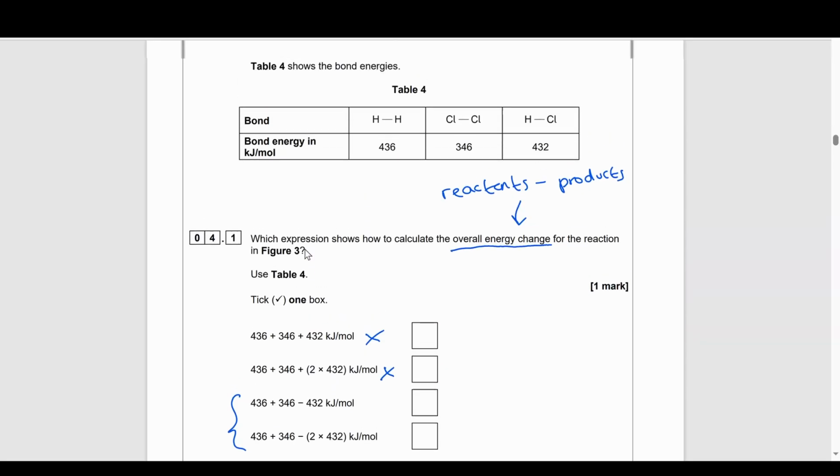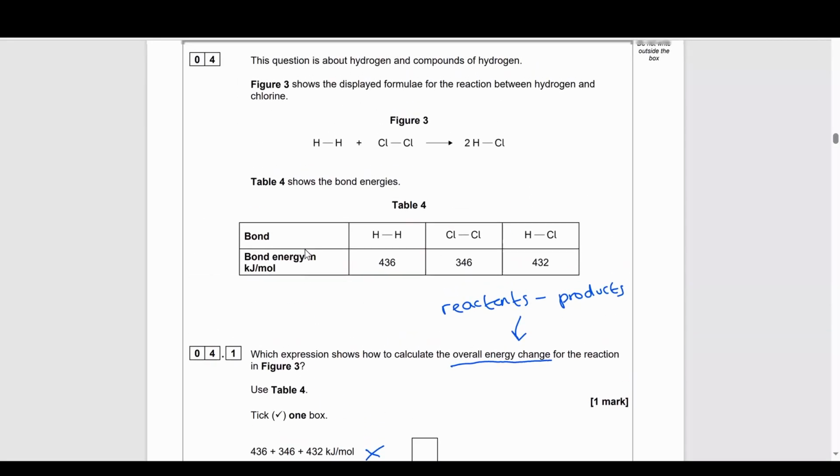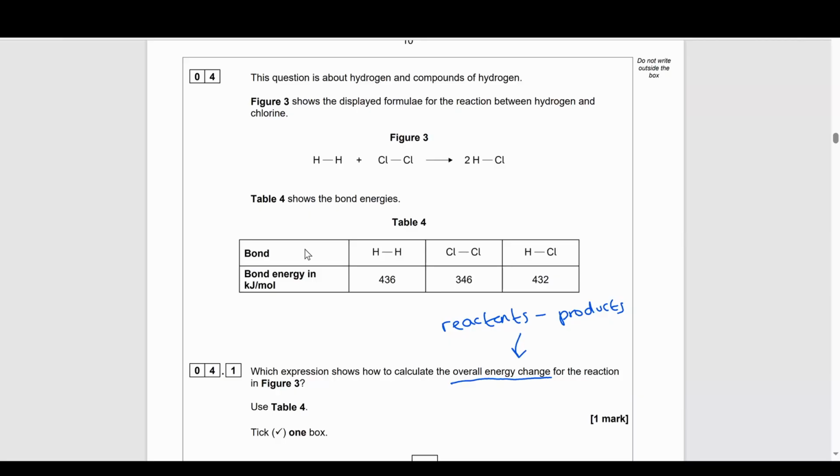So let's go back to the table now and use figure 3 and identify them. Our HH bond, the bond energy for that is 436. Our chlorine-chlorine bond, the energy is 346. And our HCl bond is 432. But as you can see, there is a 2 in front of our HCl. So that means that it will actually be 2 multiplied by 432.